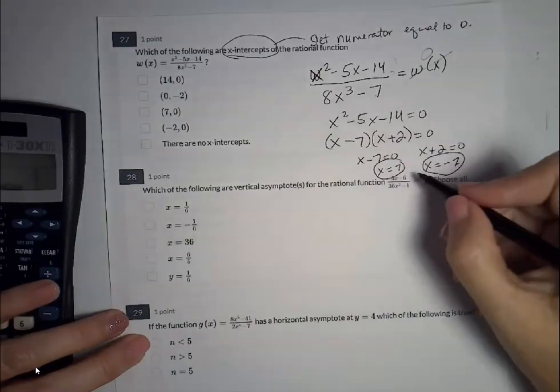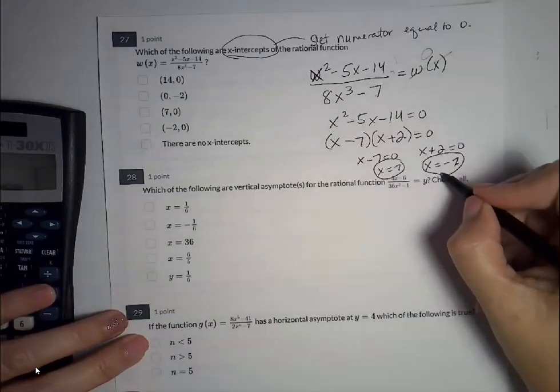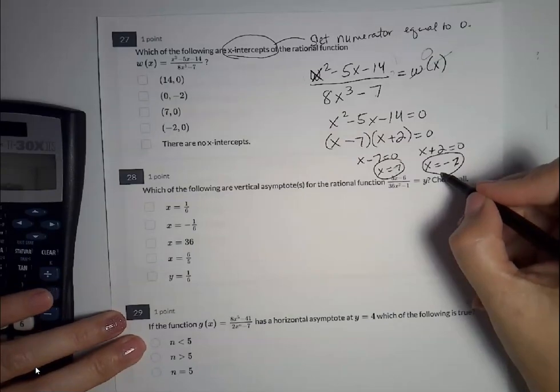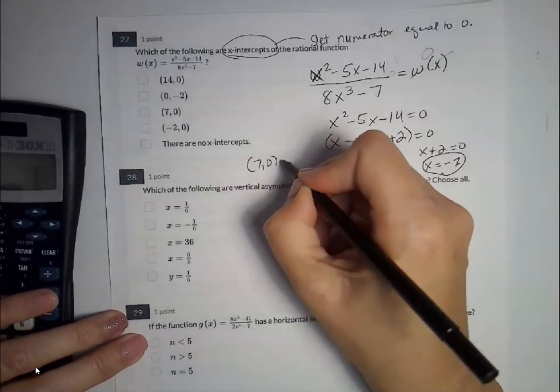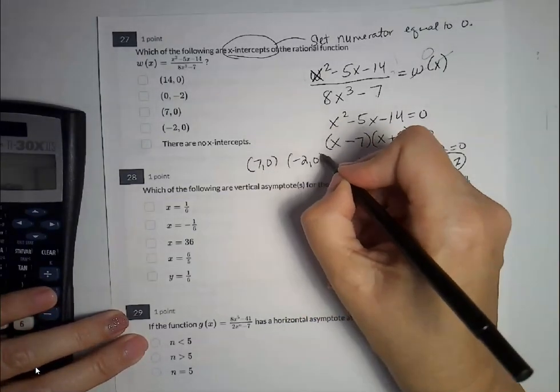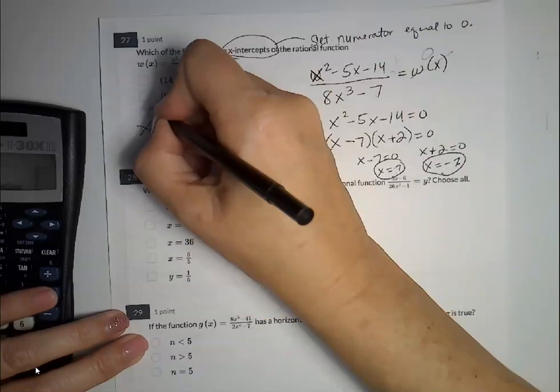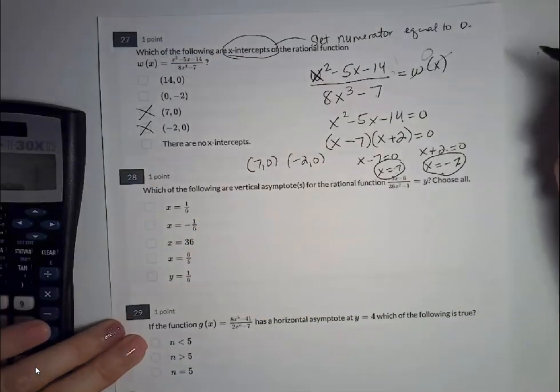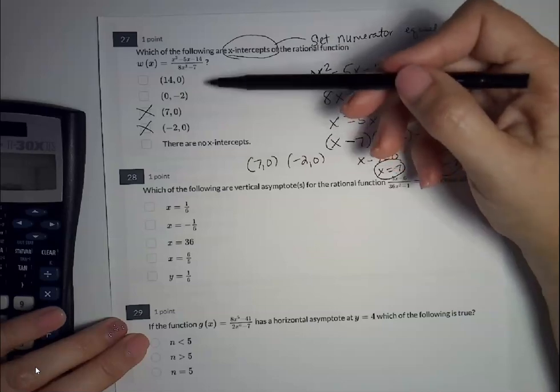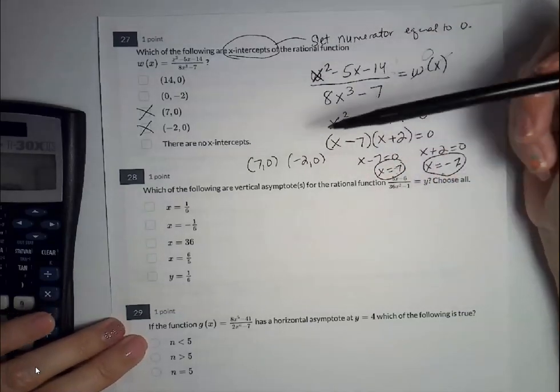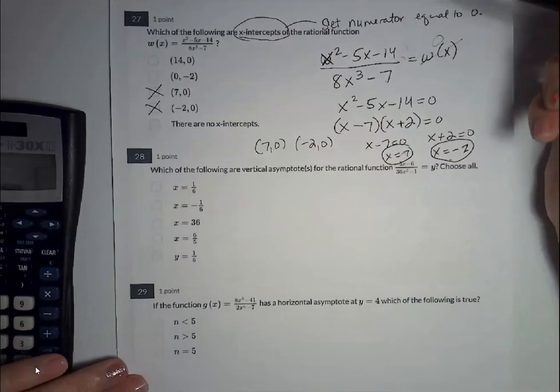Okay? So those are my two x-intercepts, and I know to write them as ordered pairs, that means it would be (7, 0) and (negative 2, 0). So they're both there. Okay? Now, it may only have one listed. You just choose the ones that are x-intercepts.